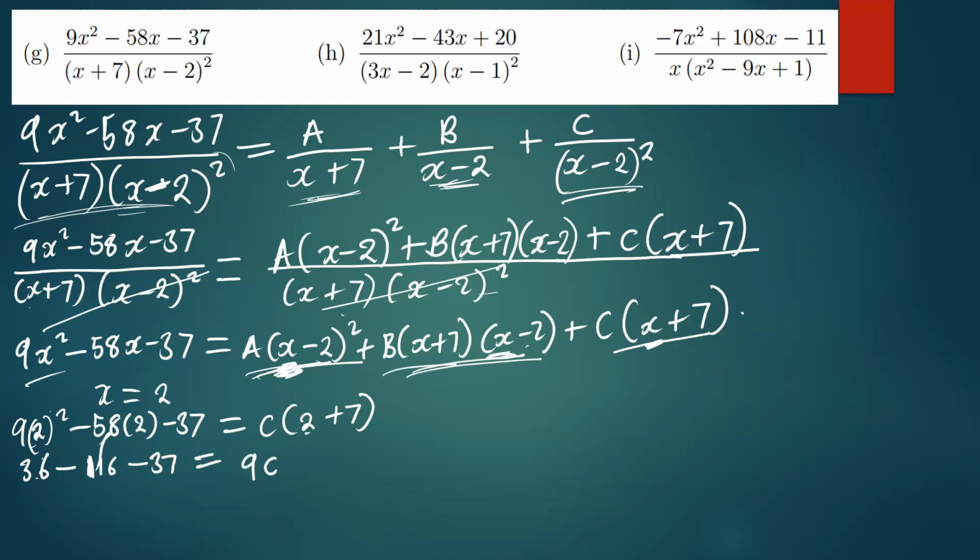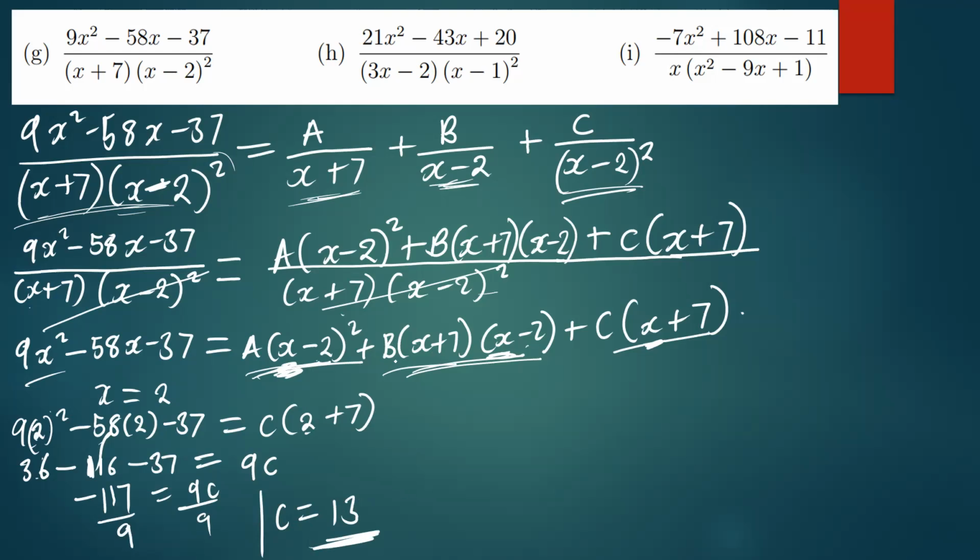Okay, so 36 minus 37, that will give us -1. Then -1 minus 116, that will give us -117. Then this will be equal to 9c. So we divide by 9 on both sides. Then when you divide by 9, you discover that the value of c is simply going to be -13.